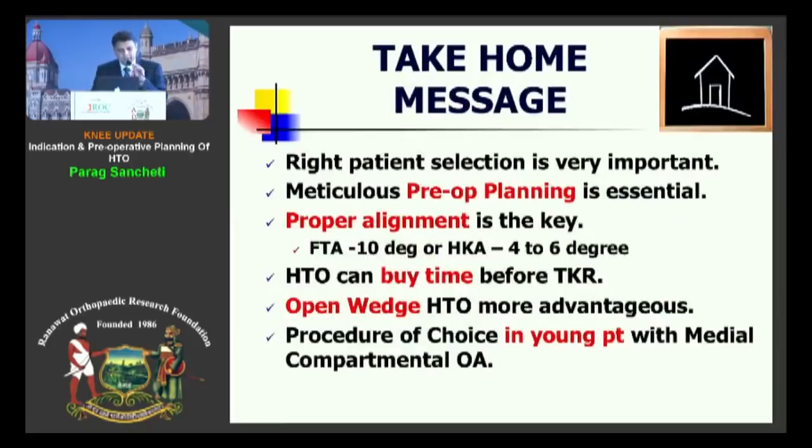So friends, I think selecting the right patient is very critical. You've got to plan pre-operatively what your height is, the wedge you're going to open, and always have an overcorrection. So an HKA of 4 to 6 degrees, or if you follow the femorotibial axis, then it has to be 10 degrees or more. And for me, an open wedge osteotomy works better than a closed wedge. And definitely this is the procedure of choice in young active patients.